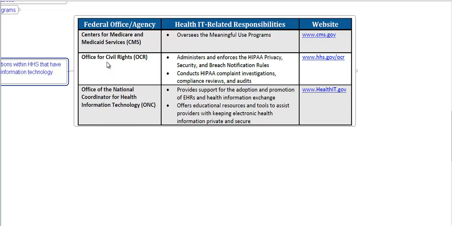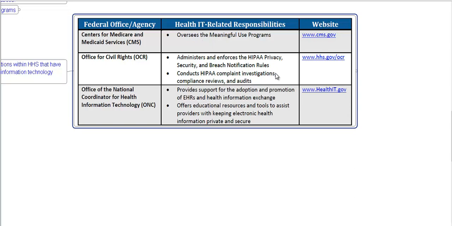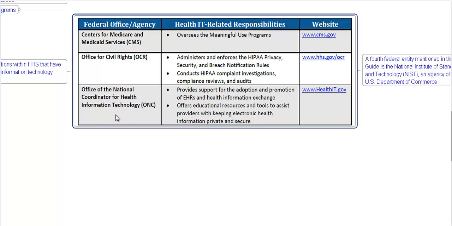Agency name: Office for Civil Rights (OCR). Their responsibility: administers and enforces the HIPAA privacy, security, and breach notification rules, conducts HIPAA compliance investigations, compliance reviews, and audits. This is the website, hhs.gov/OCR.